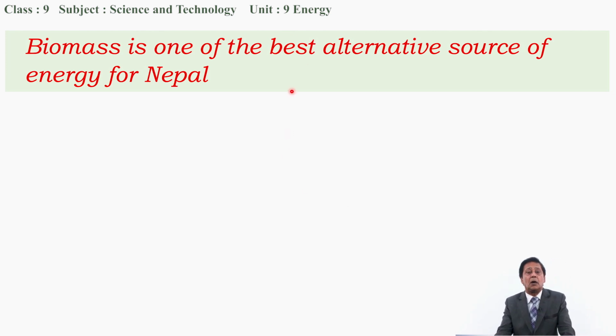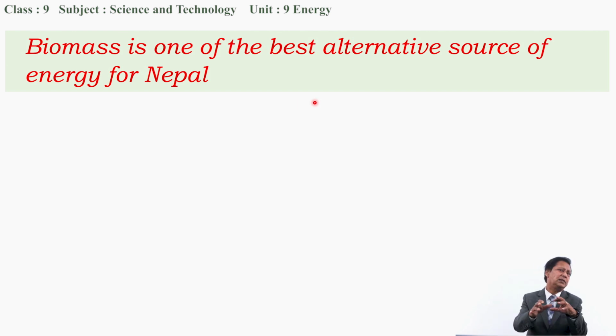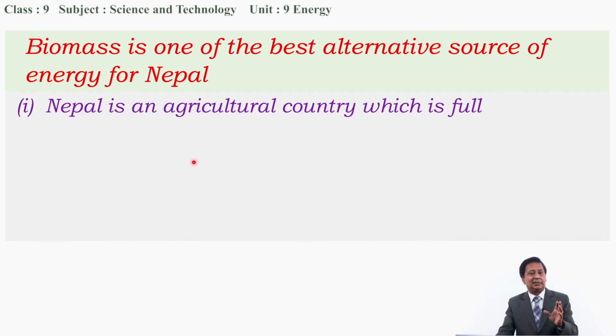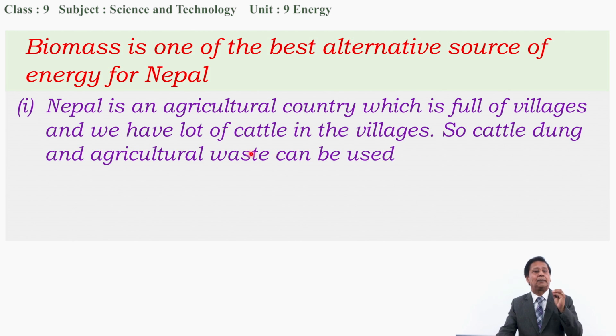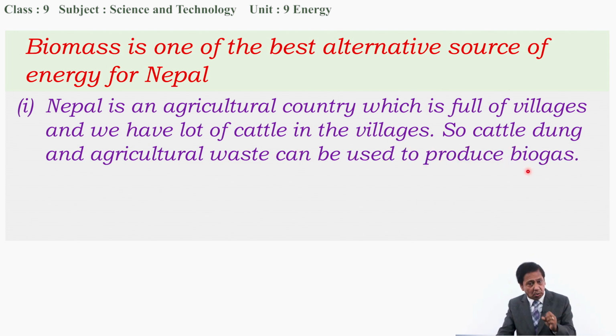Okay, let's talk about this also. Biomass is one of the best alternative sources of energy for Nepal. How can you say so? If the question comes like this, we can say this way. Nepal is an agricultural country which is full of villages, and we have a lot of cattle in the villages. So, cattle dung and agricultural waste can be used to produce biogas.